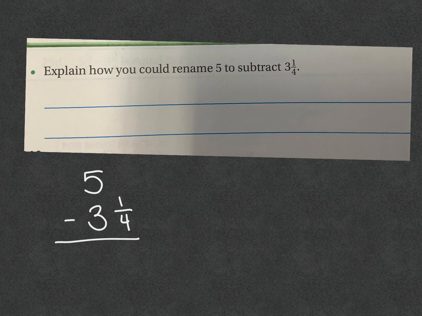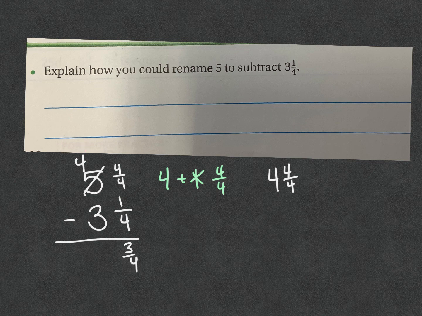We're going to look at this as a 4 plus 1 is 5, right? And then we're going to take that 1 and cut it into fourths because I would like to keep that same denominator. So we'll cut it into 4 pieces, and that's going to become 4 fourths. So my new mixed number is 4 4/4 because I took one of those and cut it into 4 equal pieces. Now I'm good to go. I can do 4 fourths minus 1/4, that is 3 fourths, and 4 minus 3 is 1.